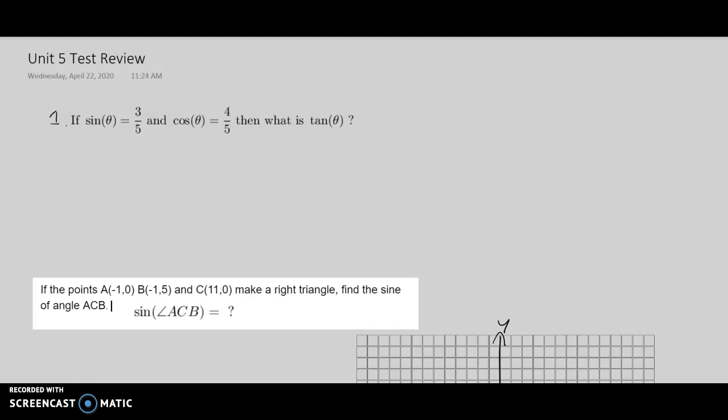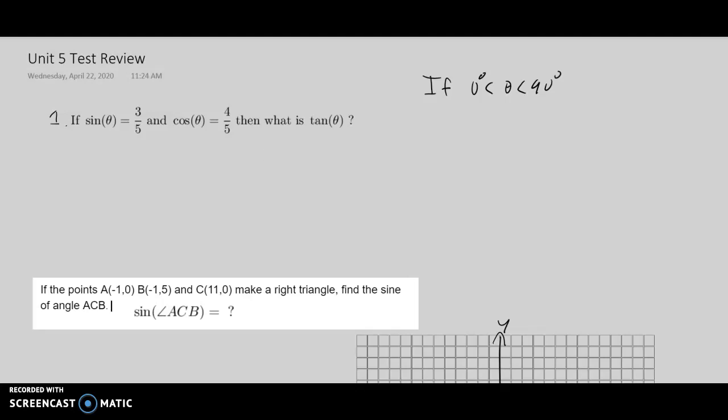So number 1 says if sine of theta is 3/5 and cosine of theta is 4/5, then what is tangent of theta? One thing that I think a lot of people were confused on with this question, or with questions like this, was it kind of looks like those questions that you might have done on the trig identities IXL, or on the Khan Academy where you're using the Pythagorean identities.